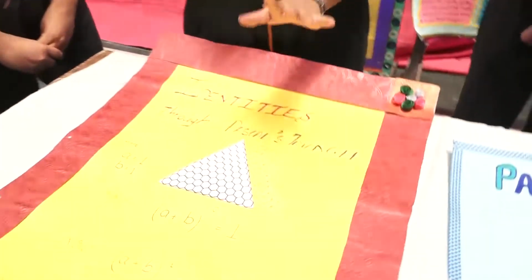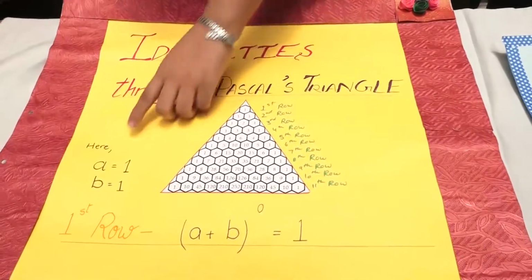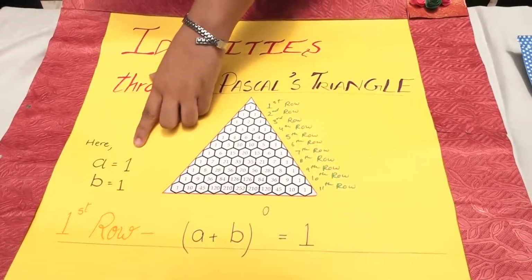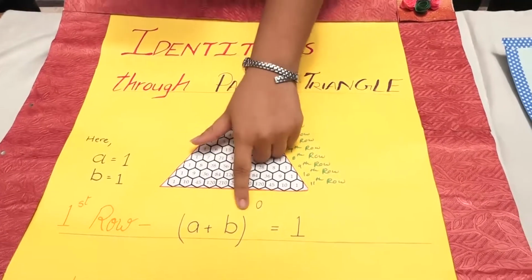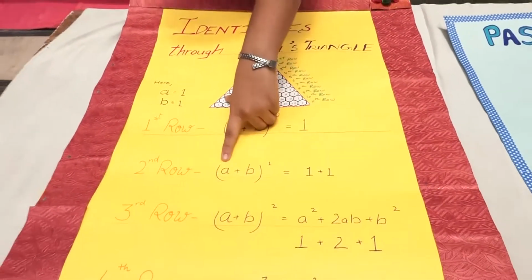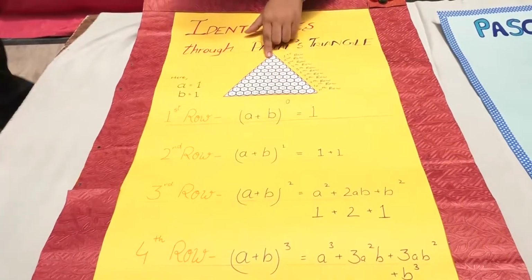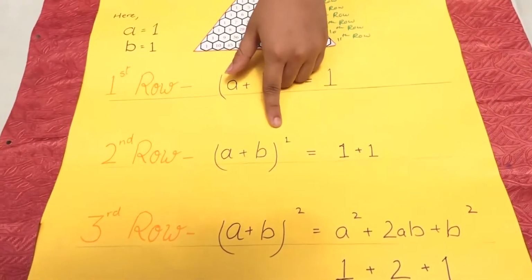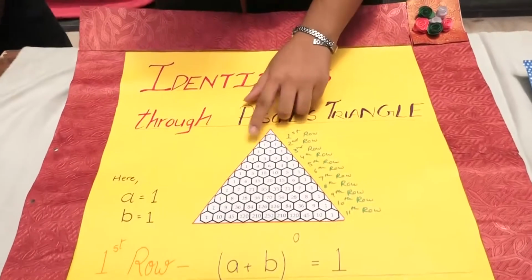Now we can also see that the sum of rows is in the form of exponents. Here a and b are equal to 1. In the first row, (a plus b) raised to power 0 is equal to 1. In the second row, (a plus b) raised to power 1 is 1 plus 1, a and b.